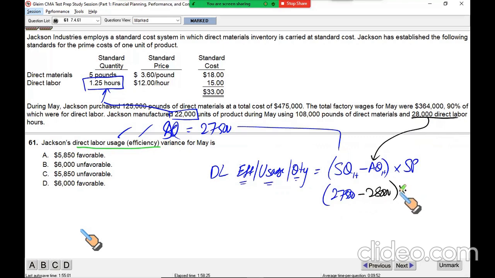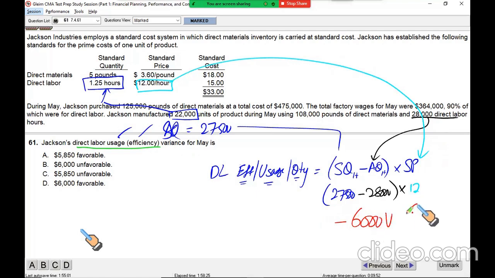Multiply this with the standard price. What is the standard price of labor? This is given right here. $12 is the standard labor price. Just plug it in, $12. And if you simplify, you should not be surprised because it's an adverse variance. We should have used 27,500 hours, but we used 28,000 hours, more hours than the standard, and it will definitely result in an adverse variance. It is 6,000 adverse, unfavorable.